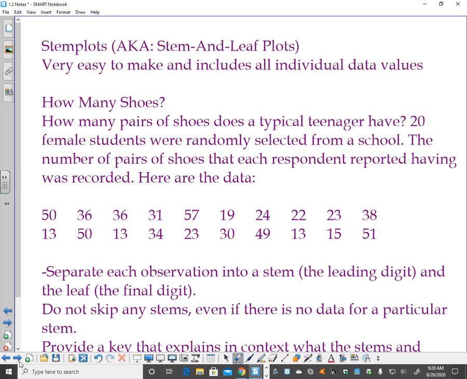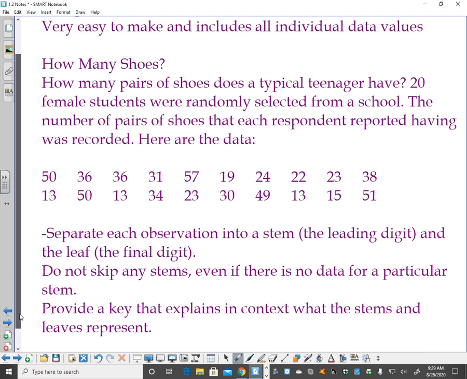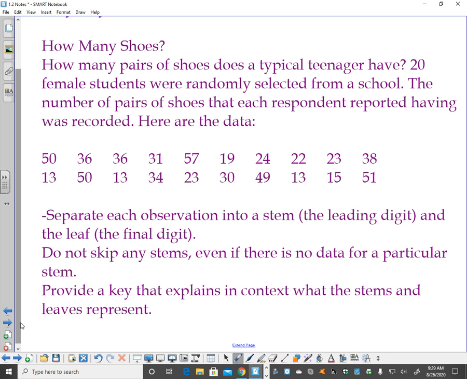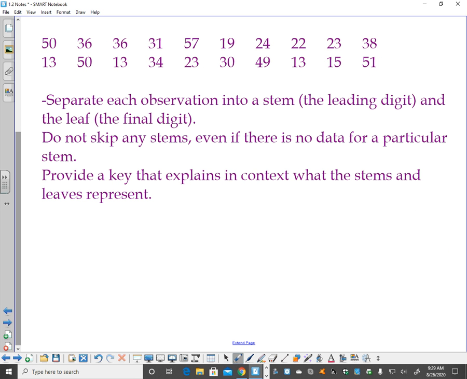Wow. All right, so here's what we're going to do. We're going to separate each observation into a stem, which is the leading digit, and the leaf, which is the final digit. You cannot skip any stems, even if there is no data for a particular stem. And I'll show you what that means. Provide a key that explains in context what the stem and leaves represent. Okay, so here we go. Stems are going to go on this side. Leaves are going to go on this side.